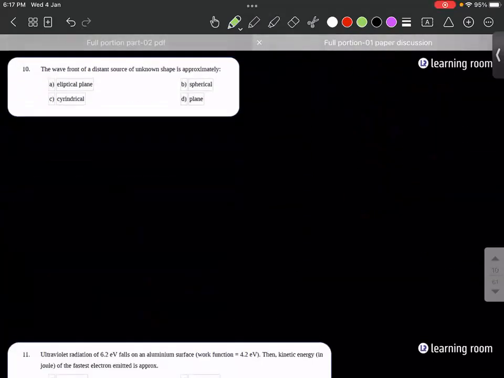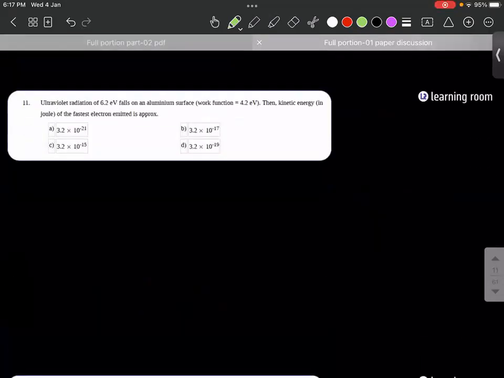Okay. So the wavefront of a distant source of unknown shape is approximately. Answer. Plane. Correct. So ultraviolet radiation of 6.2 electron volt falls on an aluminium surface of work function 4.2 electron volt. Then the kinetic energy of the fastest electron is approximately.